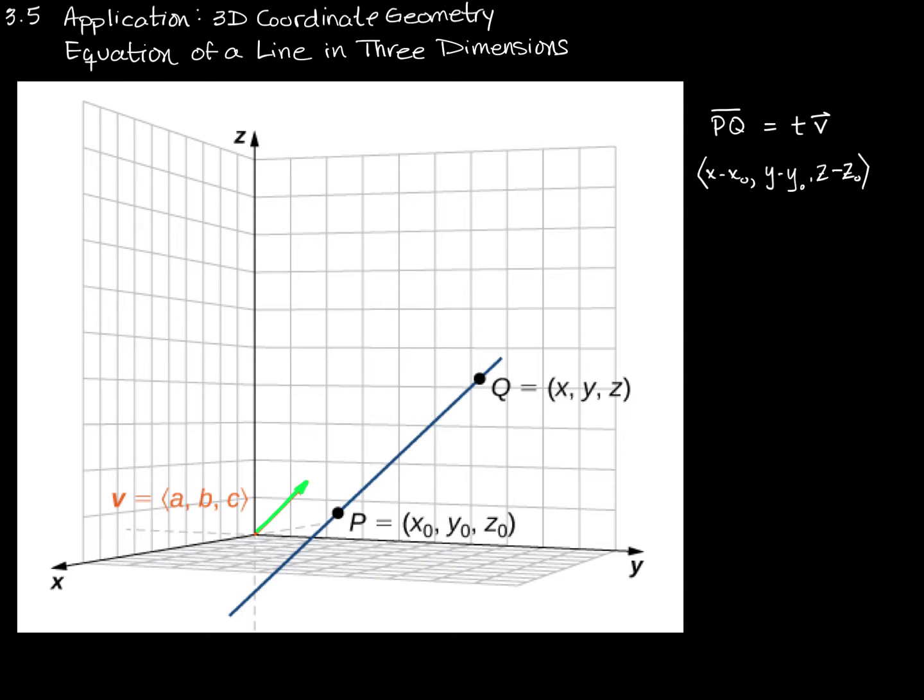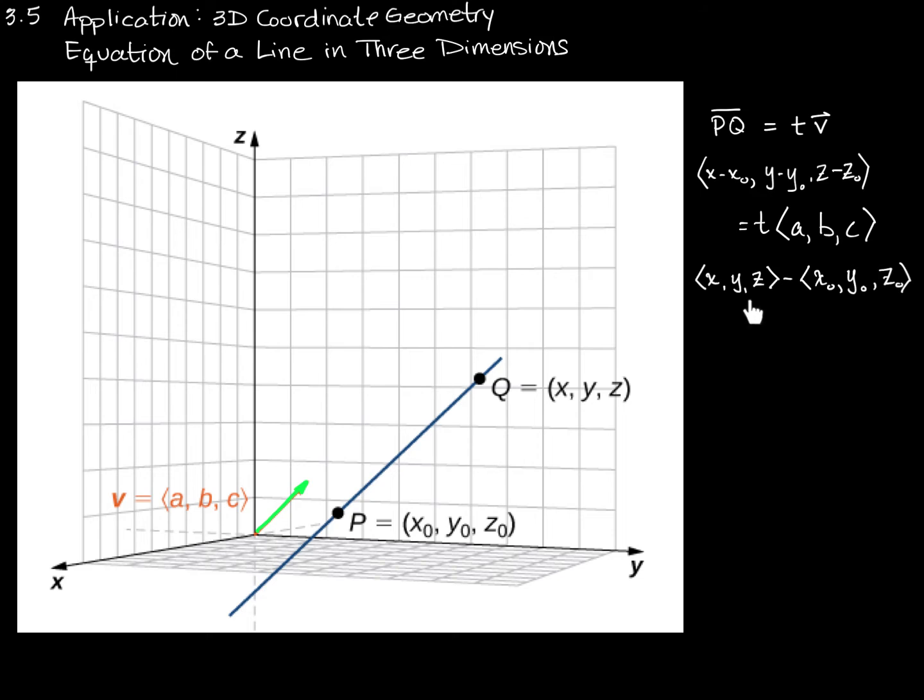Okay, so we're changing the label PQ to the specific vector PQ. And that is equal to a scalar times the vector v. But we said earlier that the vector v was going to be a, b, c. Now, if I use vector addition, or subtraction to be more accurate, on the left-hand side, I can combine them. I'll get the first, second, and third components of the first vector minus the first, second, and third components of the second vector.